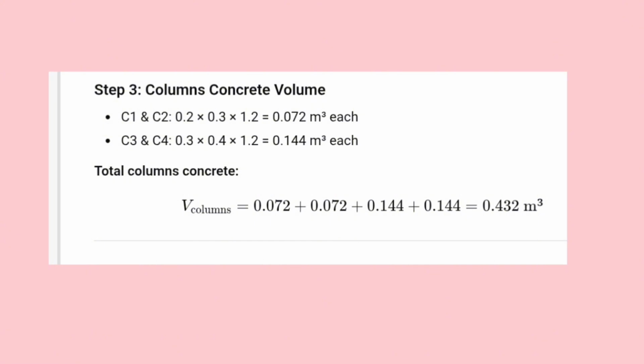For columns C3 and C4, area equals 0.3 multiplied by 0.4, which equals 0.12 square meters. Volume equals 0.12 multiplied by 1.2, equal to 0.144 cubic meters per column. For 2 columns, the total is 0.288 cubic meters. The total column concrete volume is 0.432 cubic meters.